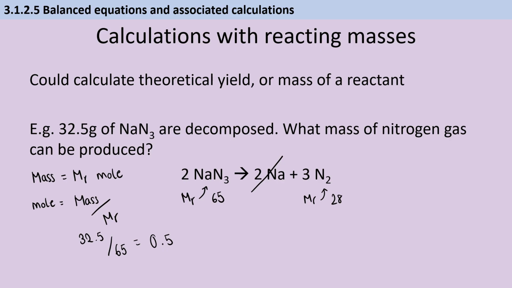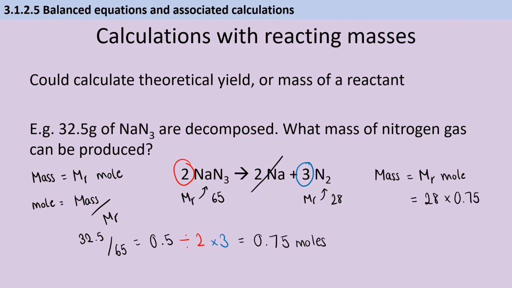Then I need to look at the coefficients to work out how many moles I have of the second substance, and this is probably the most common thing that students leave out when they're doing these calculations. You divide by the coefficient of the thing you already know about and multiply by the coefficient of the thing you're trying to work out. So I've got 0.75 moles of nitrogen. I then go back to mass = Mr × moles to work out that I've got 21 grams.